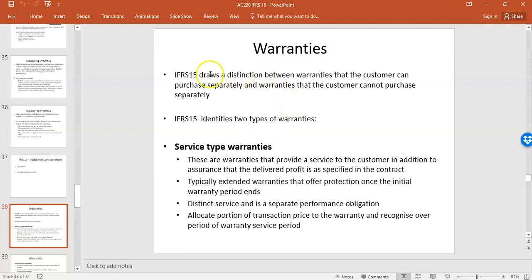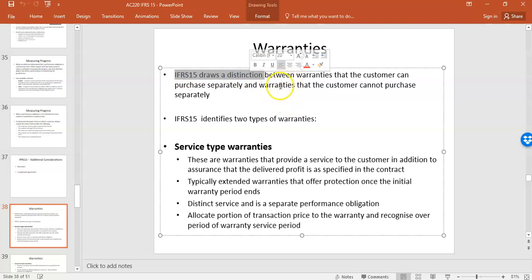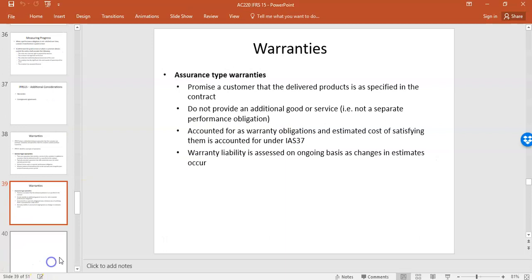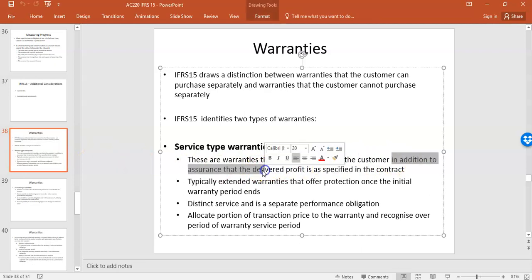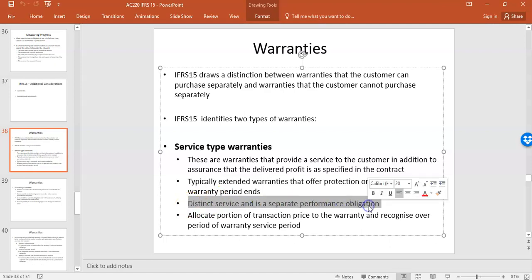But importantly here, IFRS 15 draws a distinction between a normal warranty that typically just comes with a product anyway, that's not purchased separately, and an extended warranty, a kind of special warranty that can be purchased separately. They call these an assurance type warranty and a service type warranty. They distinguish between these because they have 2 distinct accounting treatments. A service warranty is provided in addition to assurance, so it's an extended warranty over and above the standard warranty that might come with a product. Importantly for IFRS 15 purposes, it is a distinct service and a separate performance obligation.